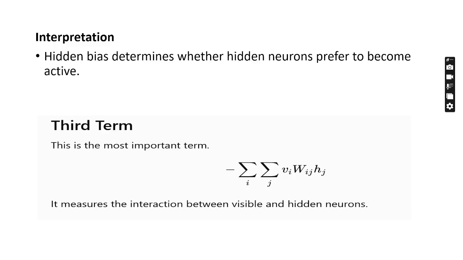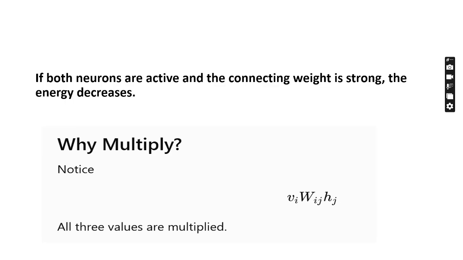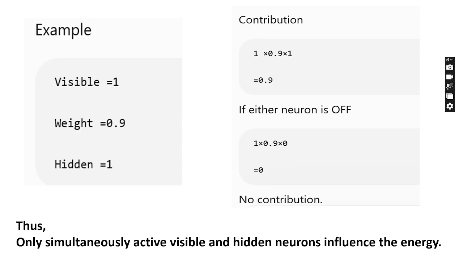The third term involves the visible neuron, the hidden neuron, and the weight associated between the visible and hidden neuron. We need to multiply these three terms, which measures the interaction between the visible and hidden neurons. I have given an example, and I generated minus 1.1 as the value by multiplying these three numbers. Why do we need to multiply these? Because only simultaneously active visible and hidden neurons contribute to the energy, so to find that, we need to multiply these three values.